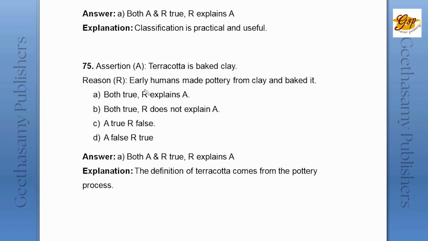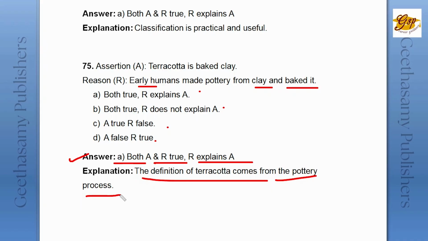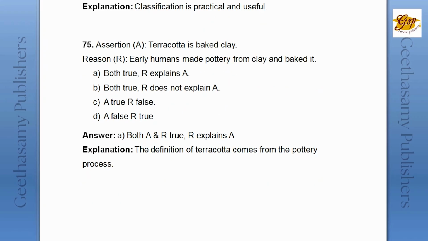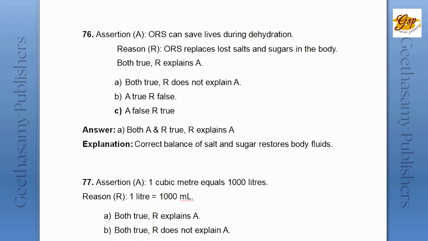75th question. Assertion: Terracotta is baked clay. Reason: Early humans made pottery from clay and baked it. Both are true and R explains A, both are true but R does not explain A, A true and R false, A false and R true. The correct answer is A: both are true, and R explains A. The definition of terracotta comes from the pottery process. And 76th question.